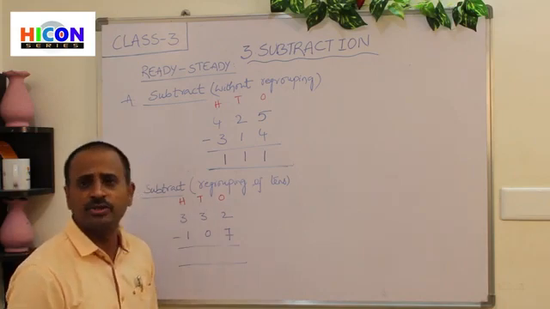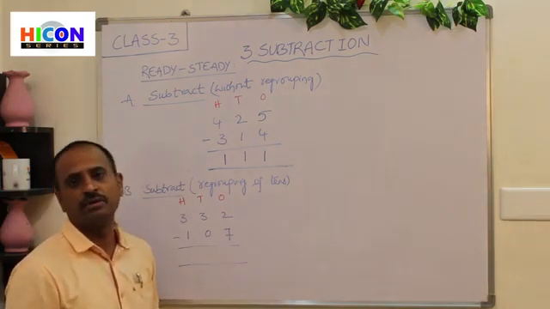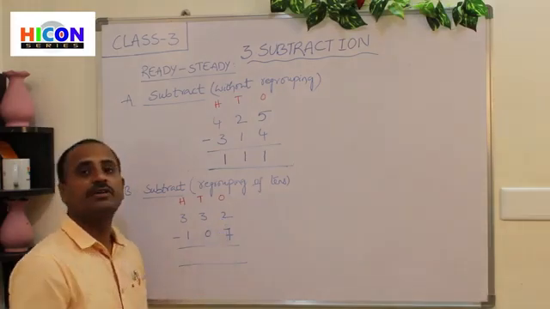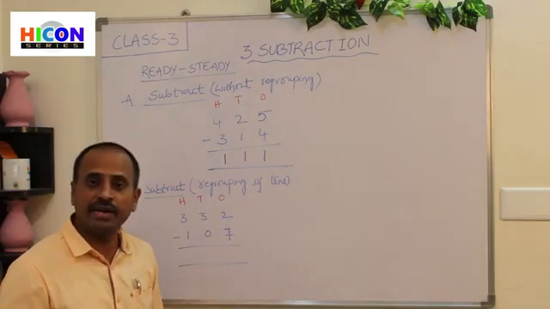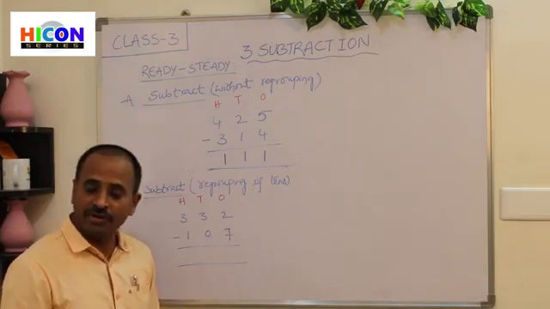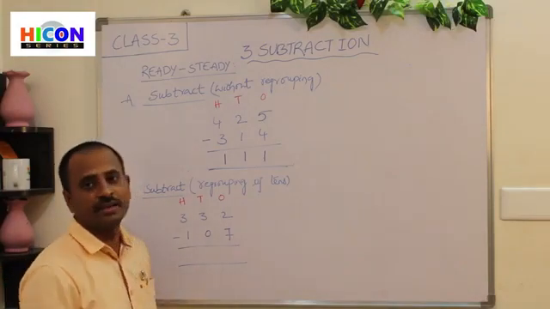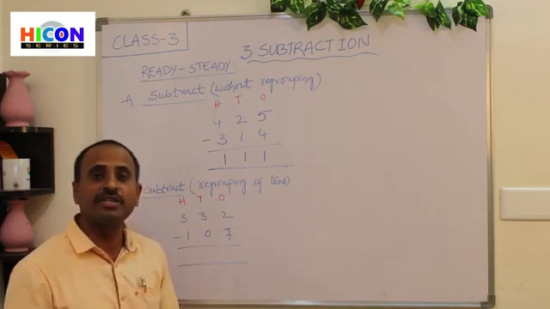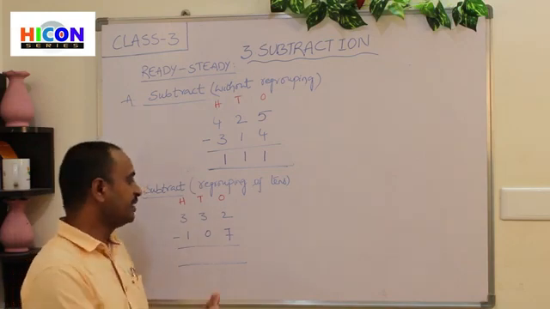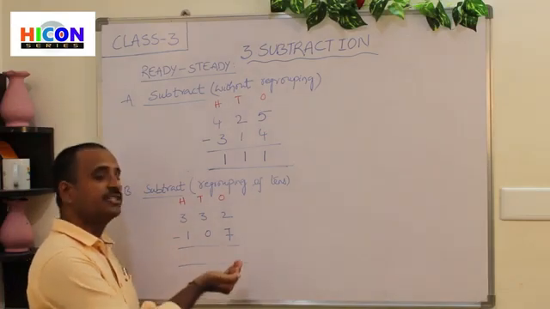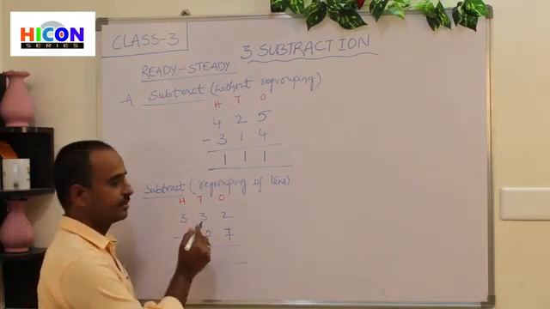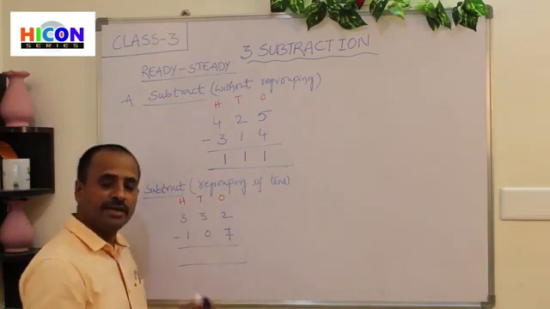So is it possible to subtract 7 from 2? No. Why? Here 2 is the smaller number, 7 is the bigger number. So we cannot subtract a bigger number from a smaller number. So how can we subtract here? If subtraction is not possible, then we have to borrow from its next place, that means from its previous place. So what is its previous place? Tens place. So borrow from the tens place.